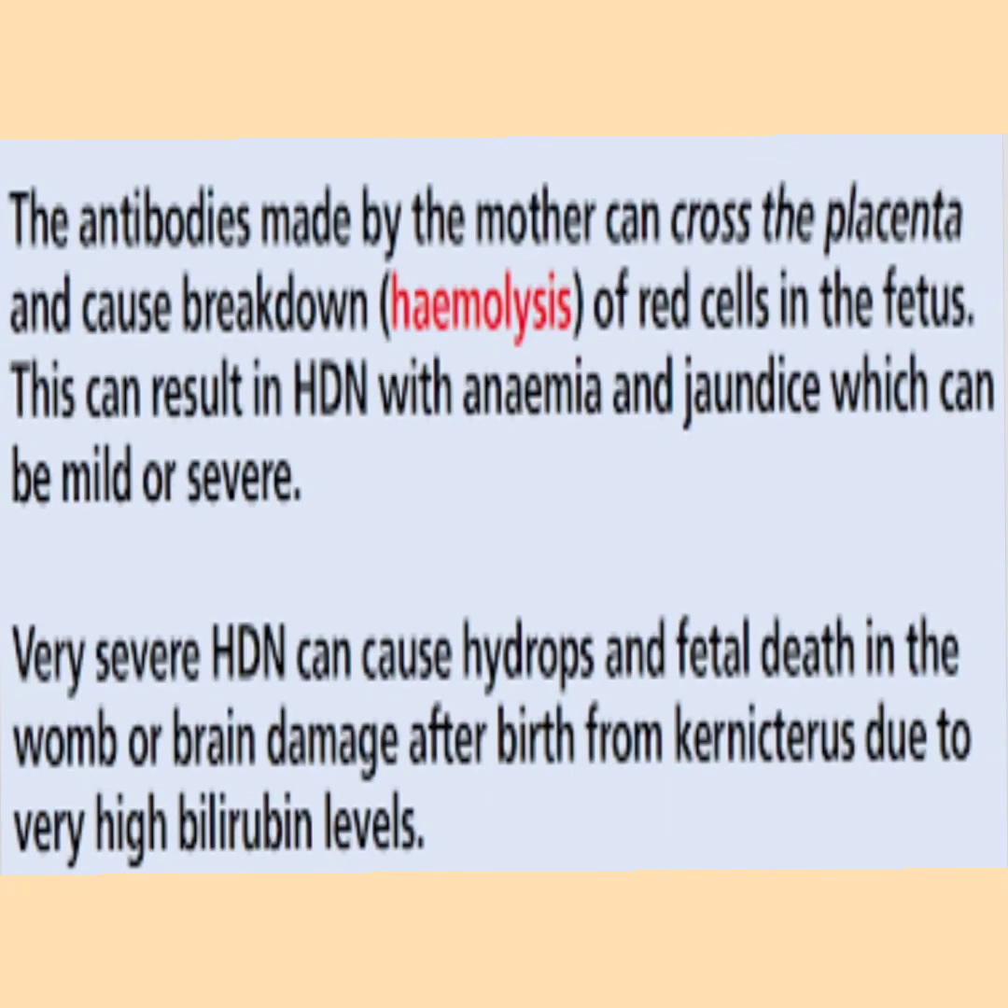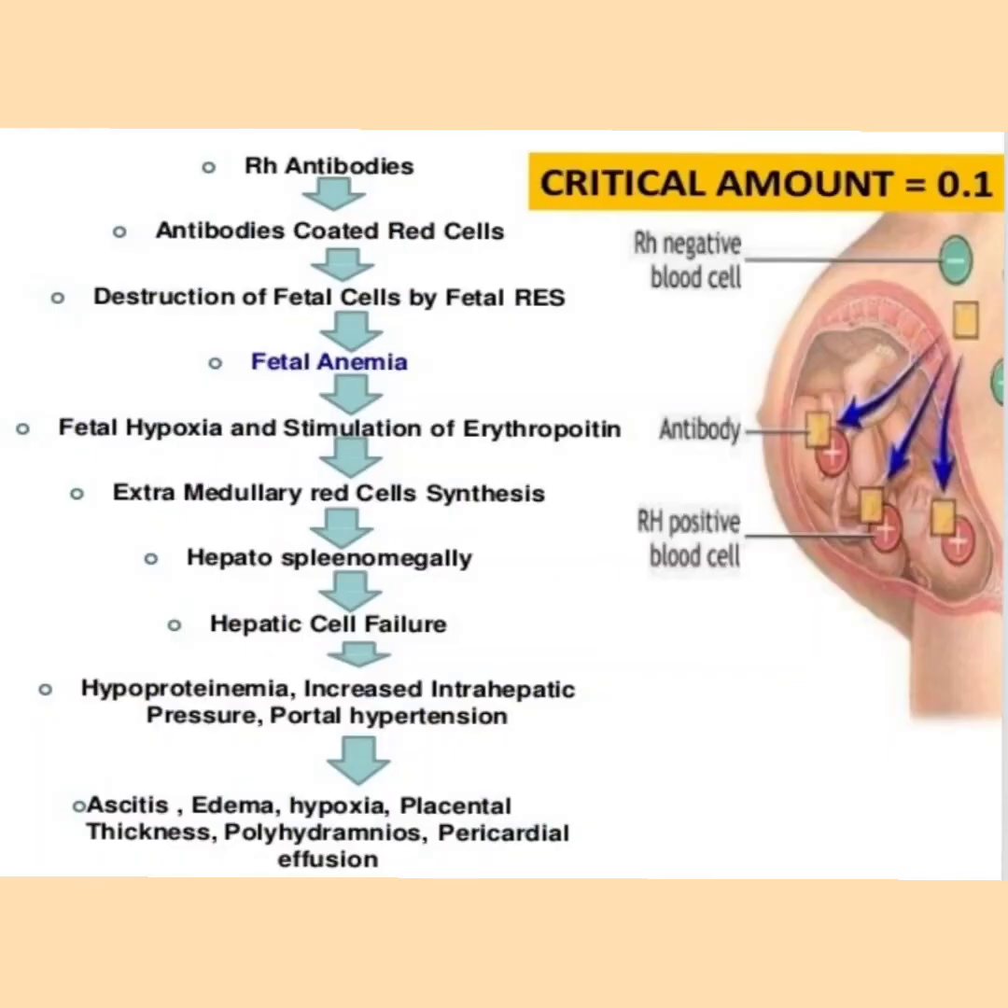The antibodies made by the mother can cross the placenta and cause breakdown of the red cells in the fetus. This can result in hemolytic disease of the newborn with anemia and jaundice, which can be mild or severe. Very severe hemolytic disease of the newborn can cause hydrops and fetal death in the womb, or brain damage after birth from kernicterus due to the very high levels of bilirubin formed in the blood.